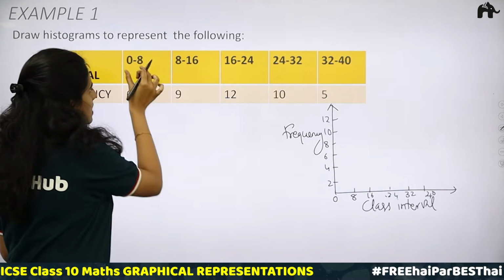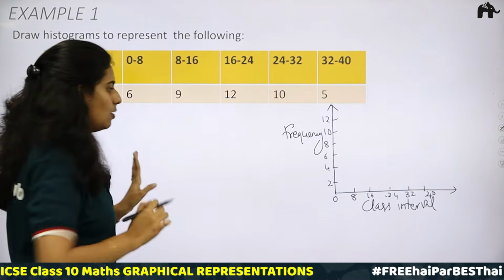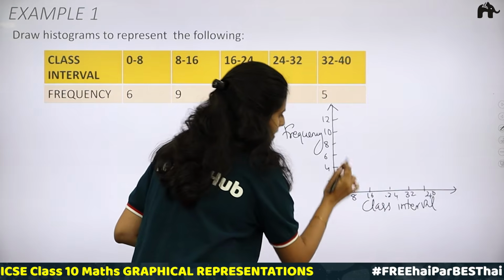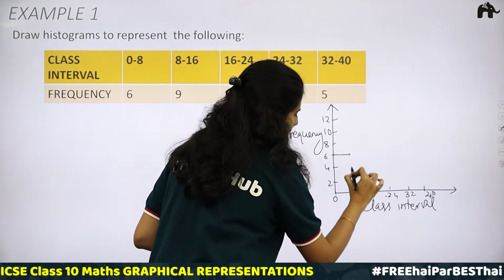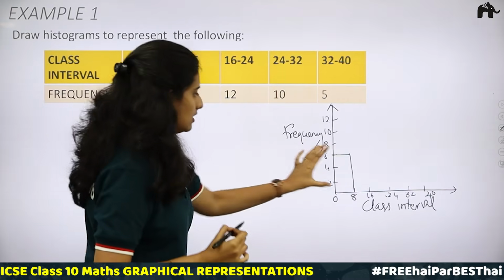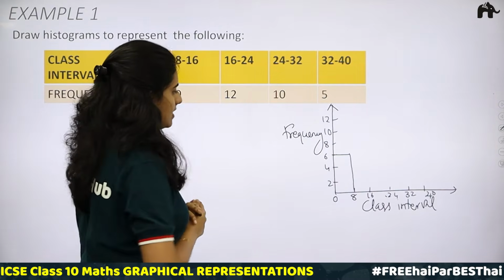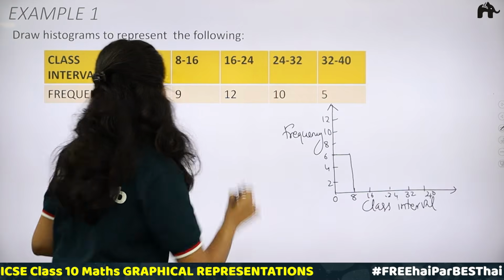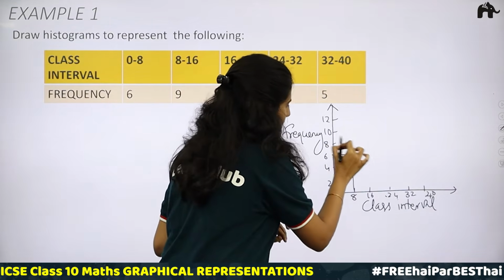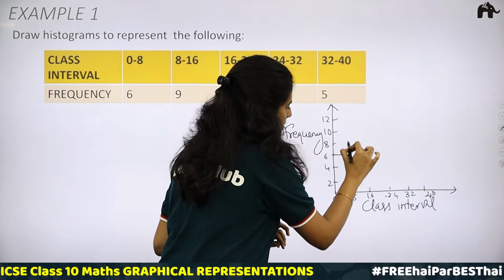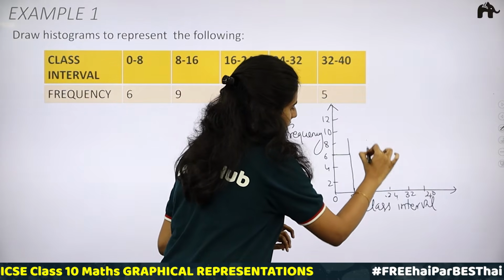So first interval 0 to 8, the frequency is 6. How to mark? This is 0 to 8. Find where we have 6. Here we have 6. So draw a rectangle. This is the required rectangle. Next 8 to 16, the frequency is 9. Find where we have 9. Here we have 9, so starting from 8 up to 16.